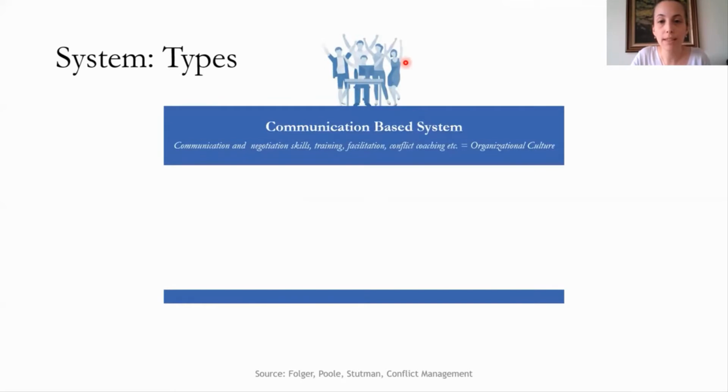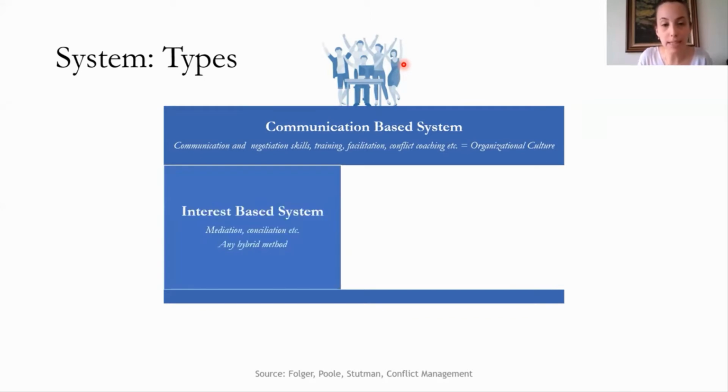First of all, imagine conflict management as a building. In that building, the communication-based system is our roof. It's the everyday protection. It's the most useful, artistic, and emotional one. If there's no roof, the pillars of our building will have no use. It includes communication and negotiation skills, trainings about them, facilitation, conflict coaching, etc. All of them structure the organizational culture, the communication culture in the organization.